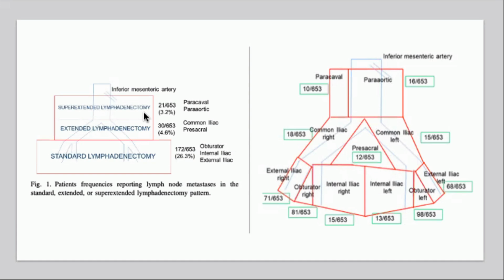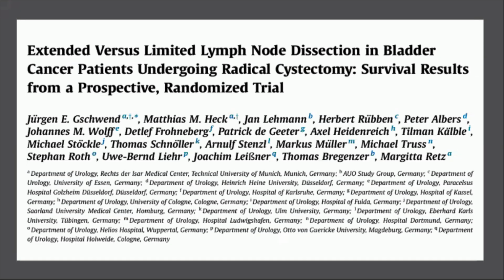So given this early template study demonstrating that skip lesions in bladder cancer are quite rare, it really begs the question, are extended lymph node dissections really necessary? So this is one of the first trials looking at if the extent of lymph node dissection in bladder cancer is necessary, or if there is a benefit to extended lymph node dissection compared to standard pelvic lymph node dissection in bladder cancer. And this was one of the first large phase 3 trials looking into this.